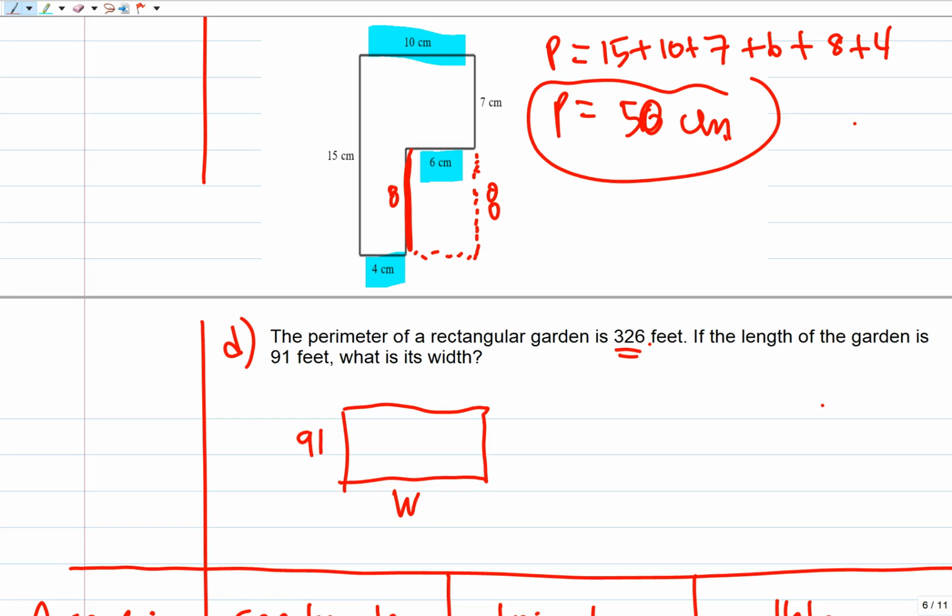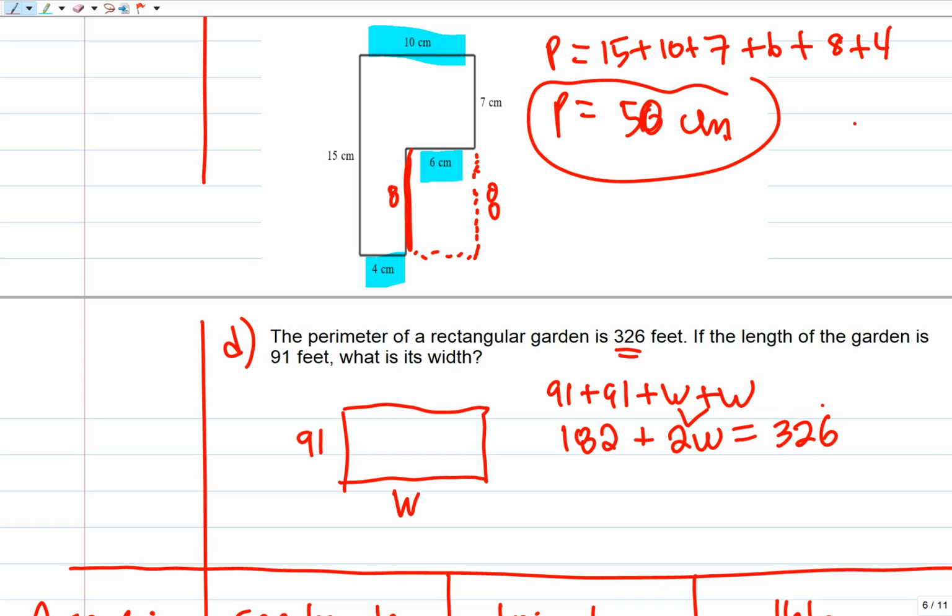So if we added up all the sides, well, what is the perimeter of a rectangle? A rectangle is sum up the sides. So it's the length plus the length plus the width plus the width. Adding that together, 91 and 91 is 182. Adding W plus W is 2W. And that should equal the perimeter of 326.